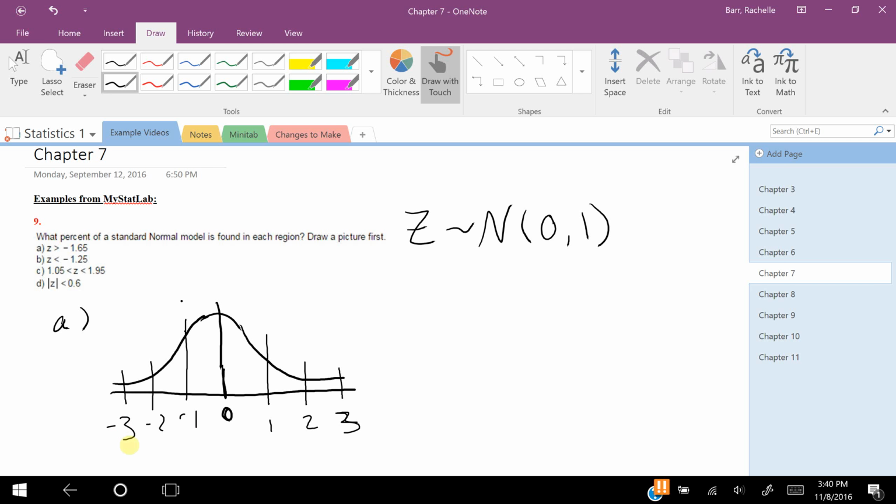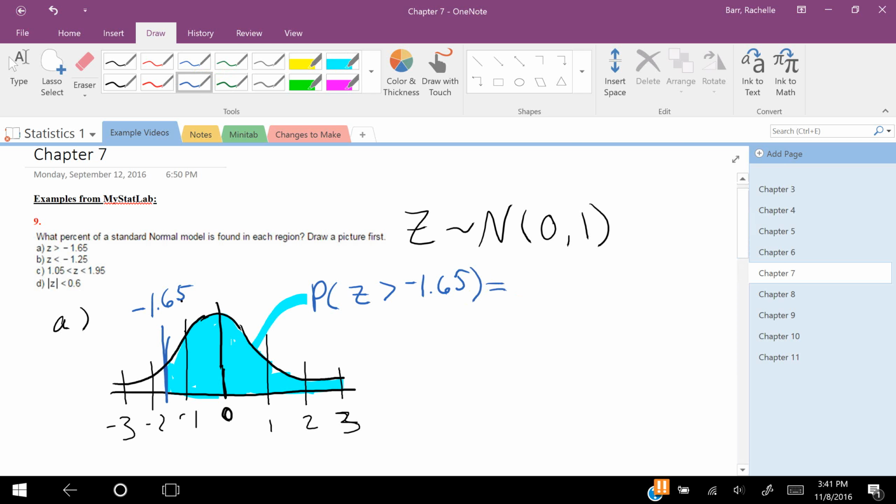And what I'm interested in figuring out is what's going on for a specific value at negative 1.65. So I'm looking at the probability that z is greater than negative 1.65. So I'm going to shade in what that looks like. I'm looking at all the stuff to the right of negative 1.65, all of that probability. Okay, now there's a couple different ways I could do this.